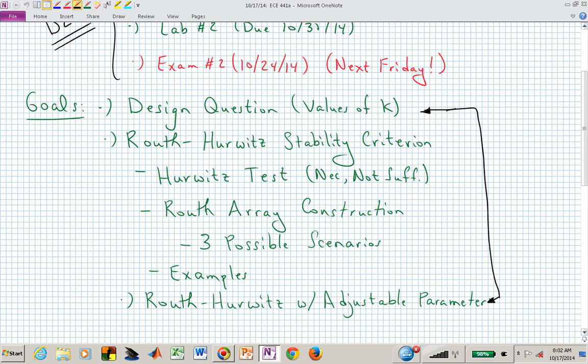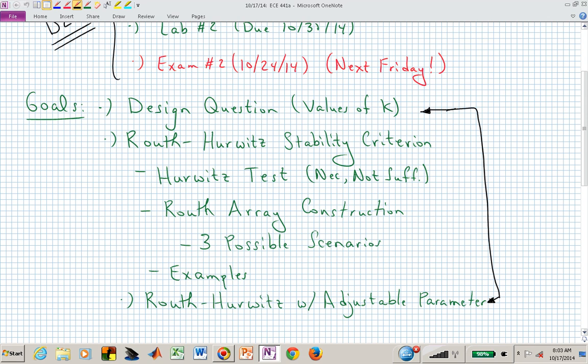The Routh-Hurwitz produces an array of numbers, which we can now look at the leftmost column in that array after we've generated it and determine information about the relative locations of those poles. Are they in the right half plane? How many are in the right half plane? Are there some on the imaginary axis, or are they all in the left half plane? Those are the kinds of questions we will be able to answer.